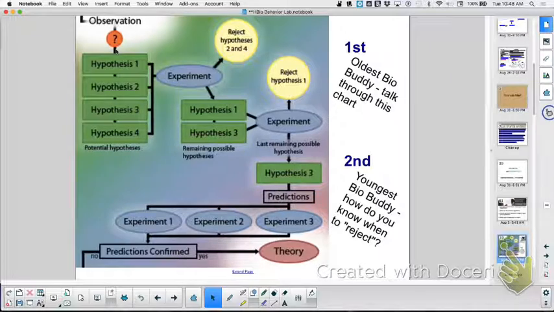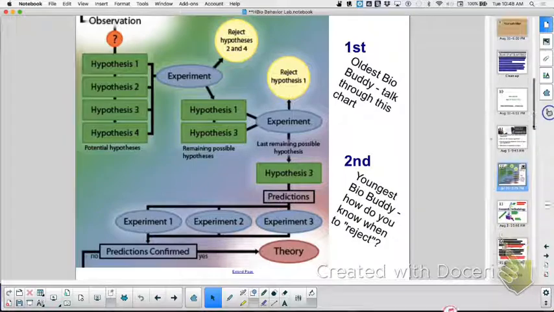Okay. So on this one, the idea is that you have these hypotheses, you test them with an experiment. Some hypotheses you reject, some you will accept, and you'll move on. So how do you know when to start rejecting these hypotheses?